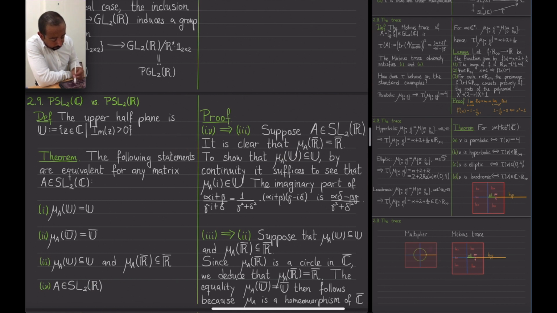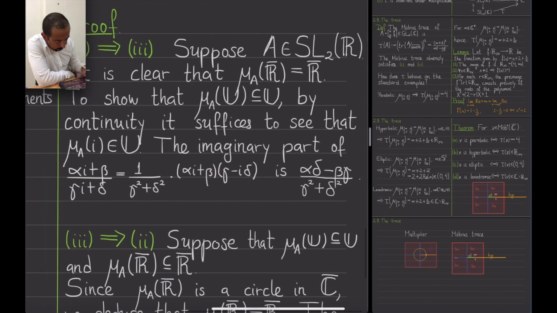But now for the complex number i, let's say that I write A equal to alpha, beta, gamma, delta. So that when I compute mu A of i I get this, and then the standard trick, in order to be able to perform this division, I multiply by the conjugate of this guy. Sorry, it's not this. It's the conjugate of this guy. So it's delta minus gamma i.